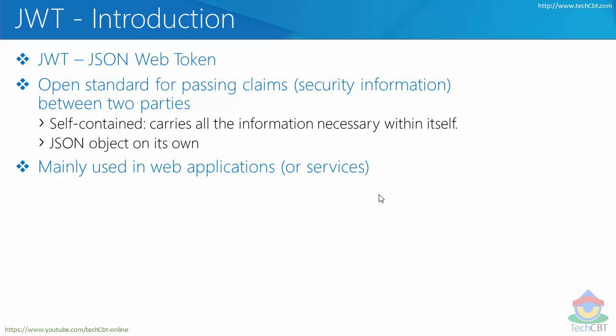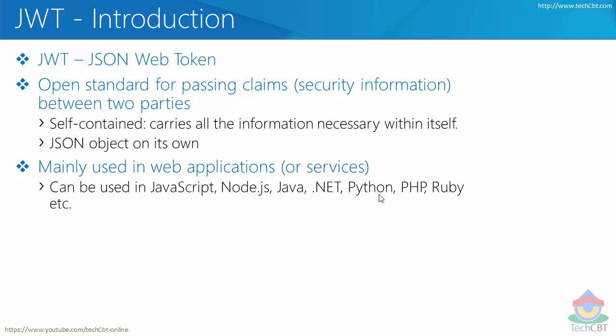It is mainly used in web applications. As I mentioned, whenever you are having any REST-based services and you would like the consumers to have some kind of authentication against the REST API, you can make use of that. Most of the time, this JSON Web Token is useful especially in web applications or services. And you can literally use any kind of technology to work with JWT. You can use JavaScript, Node.js, Java, .NET or any of those languages or platforms, because it is an open standard.